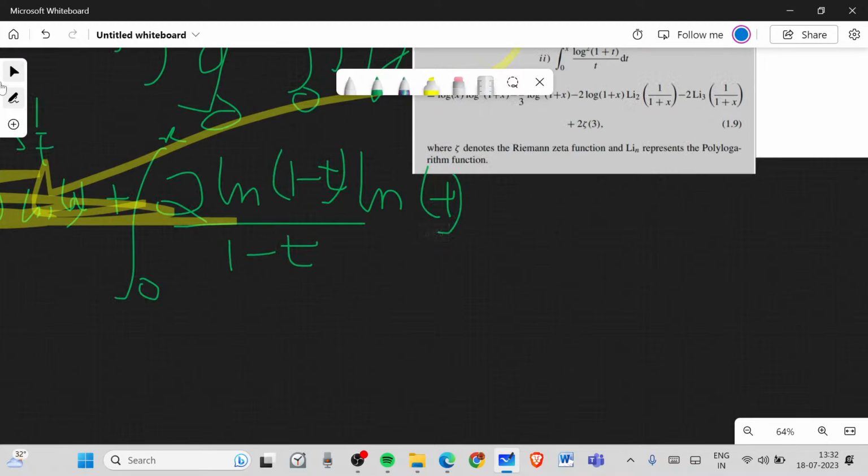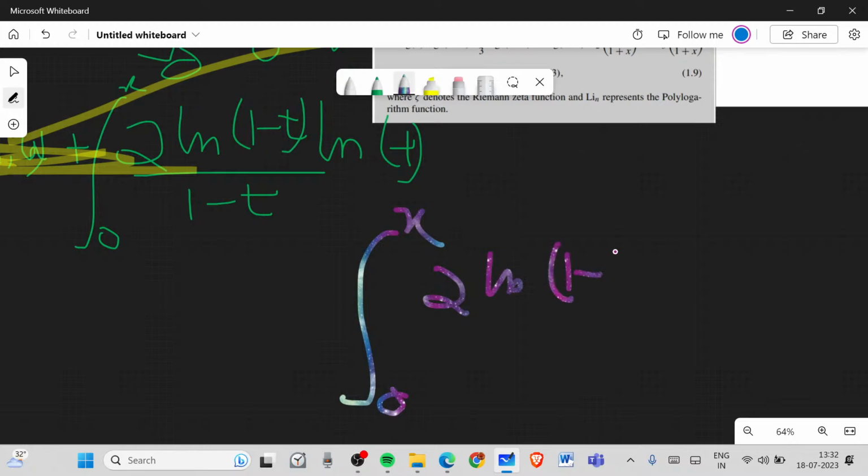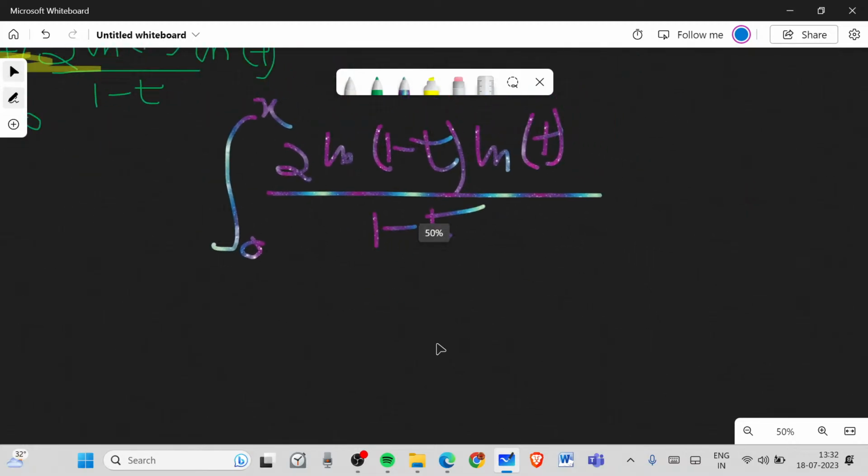Okay, now let's think simply. Oh, that's such a cute pen. 2 ln(1 minus t) into ln t upon 1 minus t. Now I seriously got an amazing idea. I don't know whether it would work or not. Why not write 1 over (1 minus t) as a sum of a GP? If we are just trying everything, let's do that also.